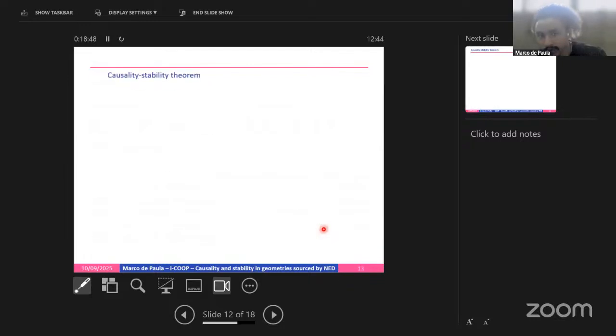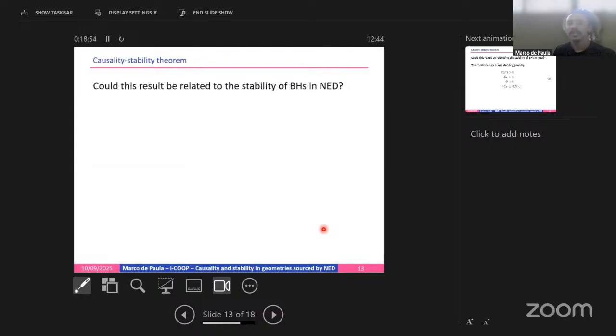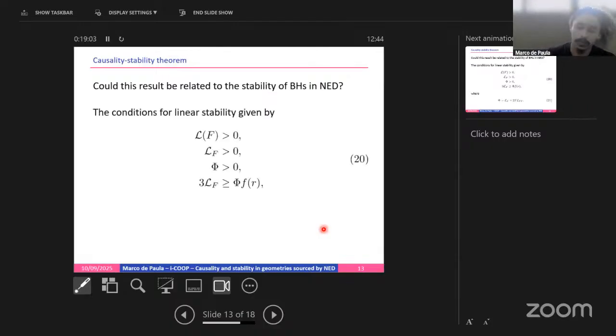So we can move on now to the second theorem, which is the theorem associated with the causality and the stability of the space-time. So the question is, could these results be related to the stability of black holes in nonlinear electrodynamics? So let's quickly discuss the conditions for linear stability under electromagnetic and gravitational perturbations in nonlinear electrodynamics. These conditions are given in equation 20, where capital phi is given by this expression. So if the space-time satisfies all these conditions given by equation 20, it means that the space-time is stable.